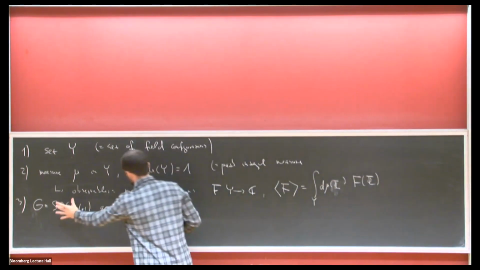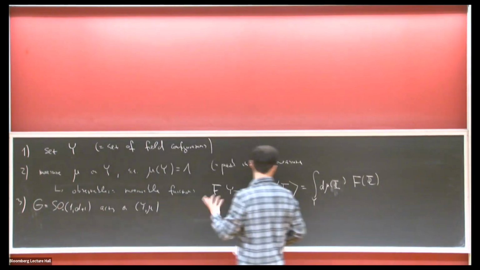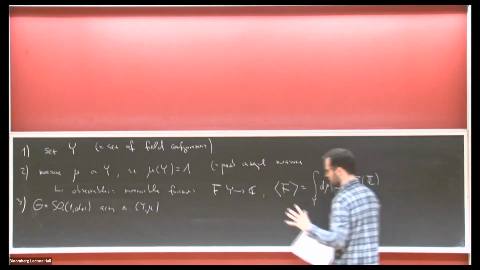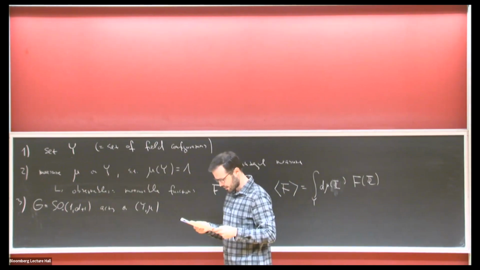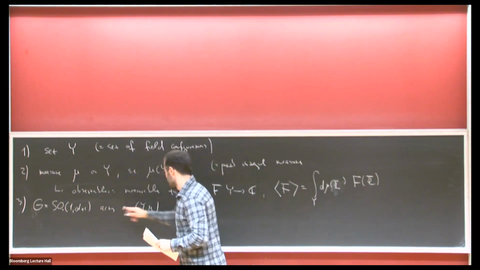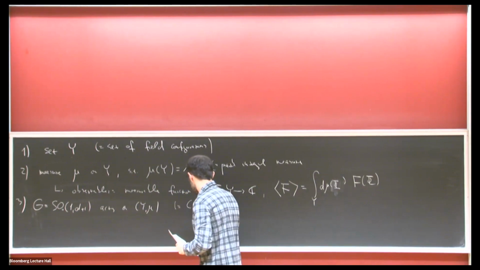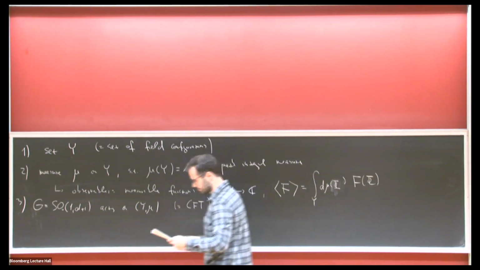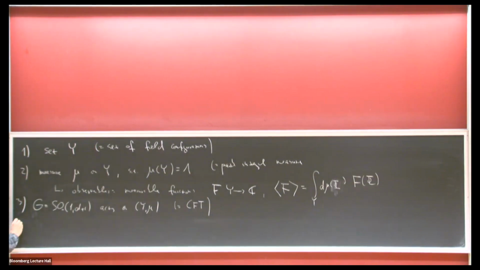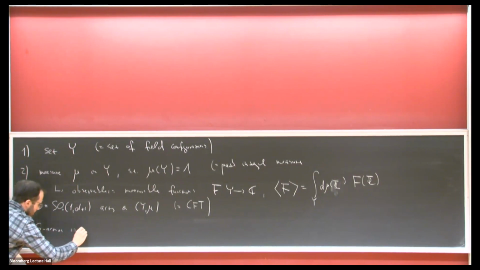And G preserves the measure, so it acts on the thing in G, including e to the minus s. So it acts by measure preserving transformations on this. So that's how we are saying that this is a CFT. And finally, there is a slightly technical assumption that this G action is ergodic.